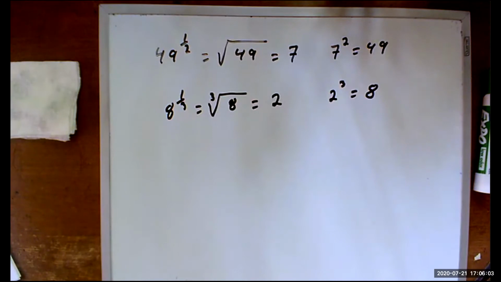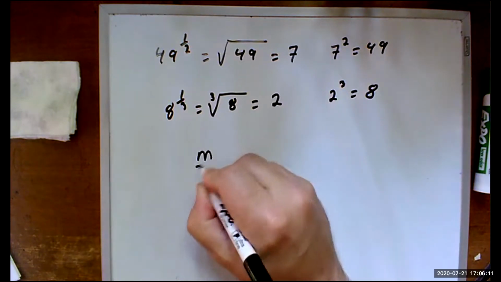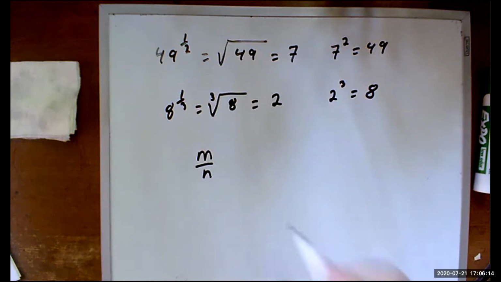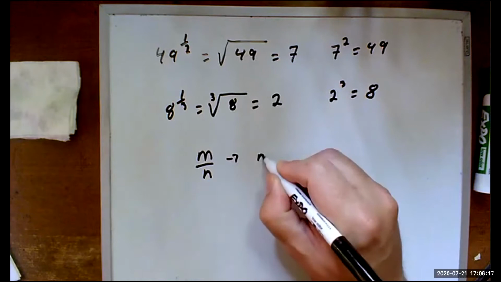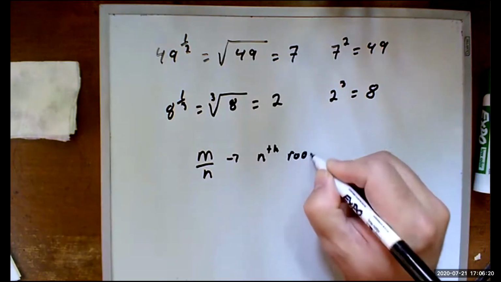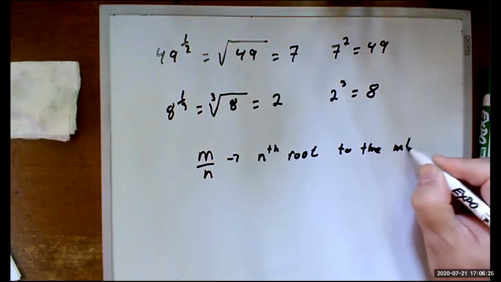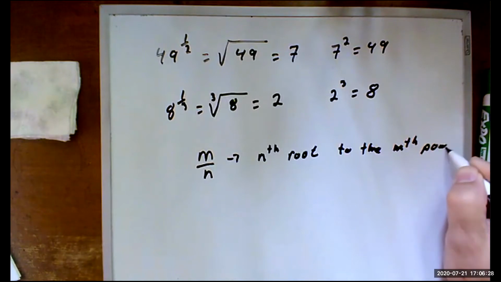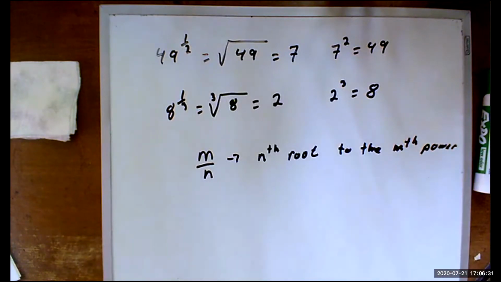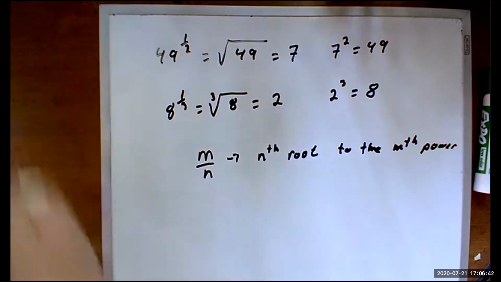So when we're dealing with fractional exponents with 2 numbers larger than 1 on top and bottom, an exponent like m over n can be thought of as taking the nth root to the mth power. And you could also go the other way around. You could take the mth power first and then take the nth root. You end up with the same result either way. I'm going to do it both ways so you can see it.